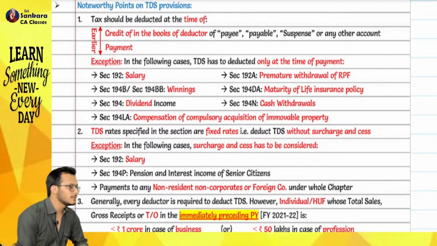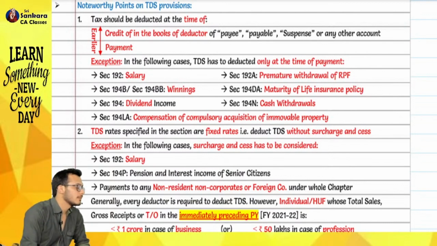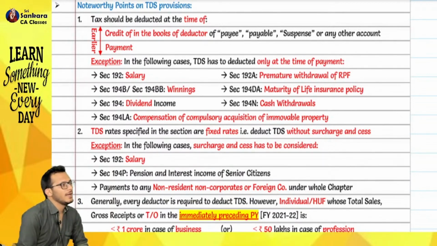Rahul, 194C says you should deduct TDS at 2%. In this case, you will deduct TDS at 5%. 194I says TDS is 10%. You should deduct TDS at 20%. Rahul, winnings say TDS is 30%.